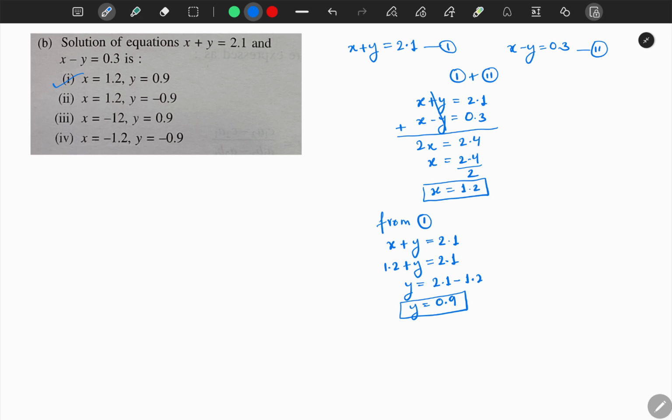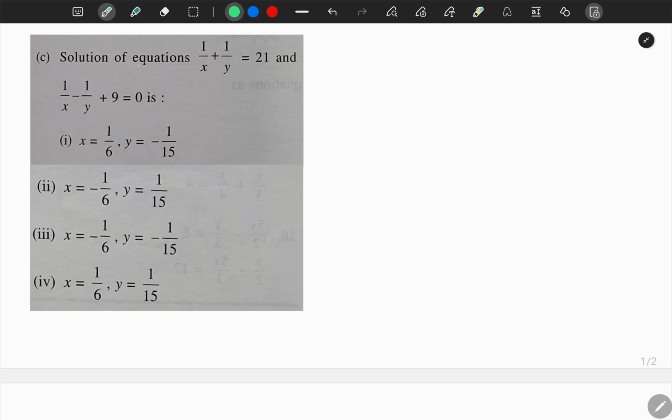Next is MCQ C. Solutions of equations 1 by x plus 1 by y equals 21 and 1 by x minus 1 by y plus 9 equals 0. First I'll write down the equations.